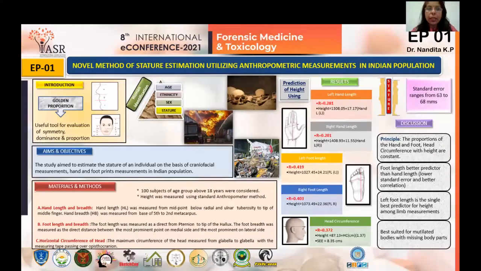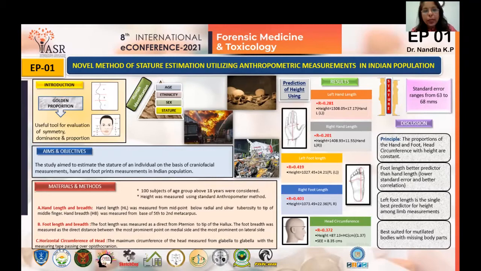The aim of my study was to identify the individual based on stature, on the basis of craniofacial measurements and hand and footprint measurements in the Indian population. For materials and methods, I took 100 subjects about 18 years of age, and their height was measured using a standard anthropometric measure, standing erect in the Frankfurt plane, taking the measurement from the ground to the most prominent part of the vertex.